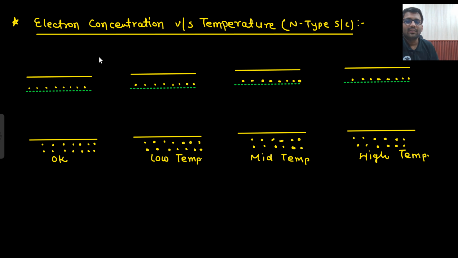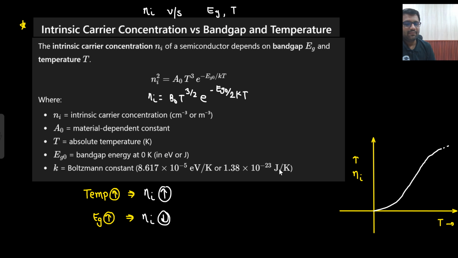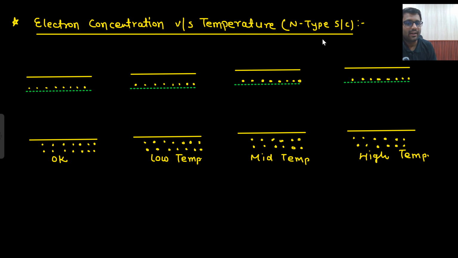Let's go to electron concentration in n-type semiconductor. Previously we were studying intrinsic semiconductor. Now we will study n-type semiconductor. In n-type semiconductor we will be particularly looking at electron concentration. Okay, so look at the screen very carefully. At 0 Kelvin what was happening? Because of the pentavalent atoms, because of the impurity, just below the conduction band you are having a donor energy level.